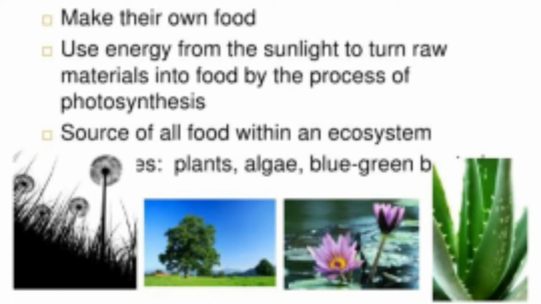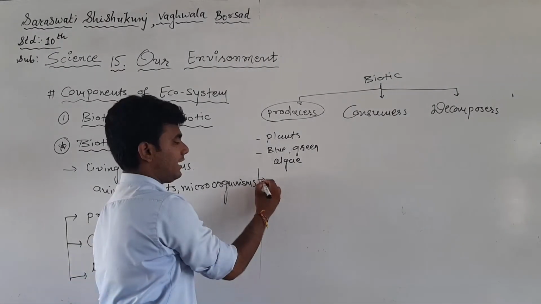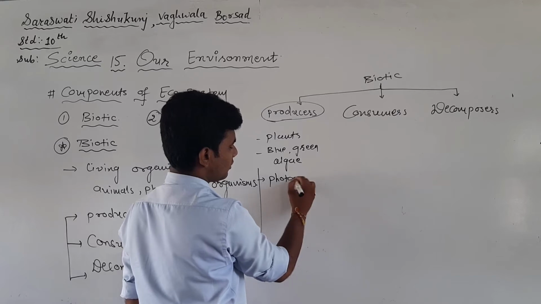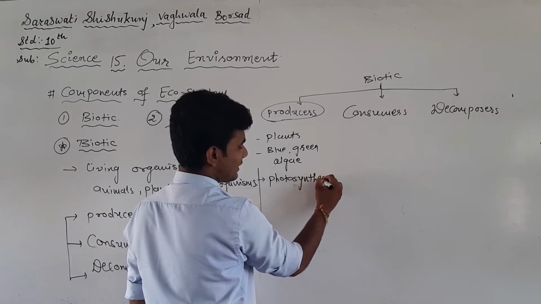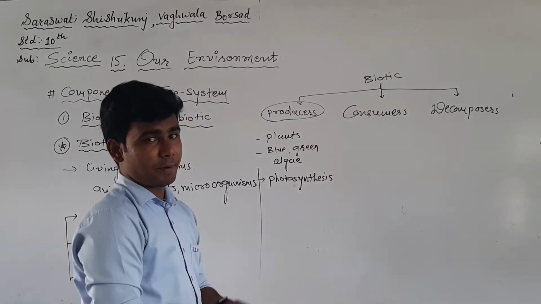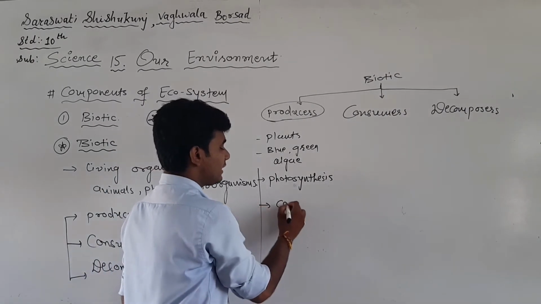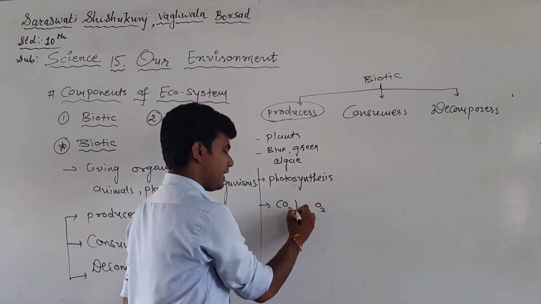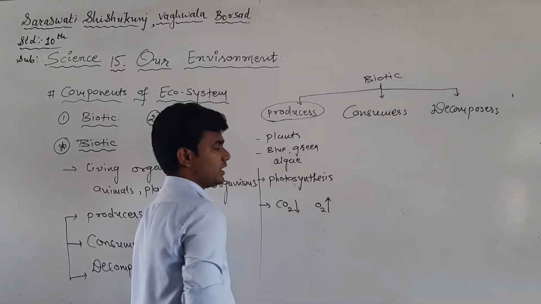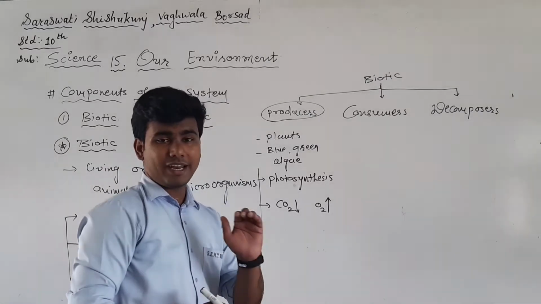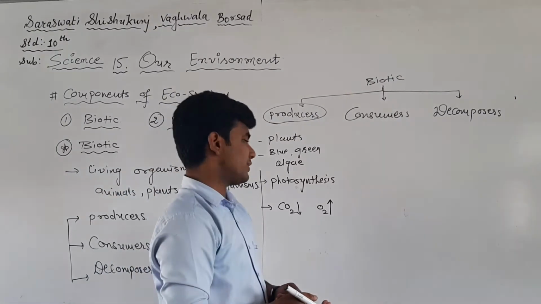Producers means the biotic component, and in that the producers, plants or blue-green algae, will do photosynthesis and will prepare their food. As we all know, by doing photosynthesis they are preparing their food. So in that case, carbon dioxide and oxygen are exchanged. They will take carbon dioxide and they will release oxygen into the atmosphere. So producers means plants or blue-green algae which do the photosynthesis process, right?